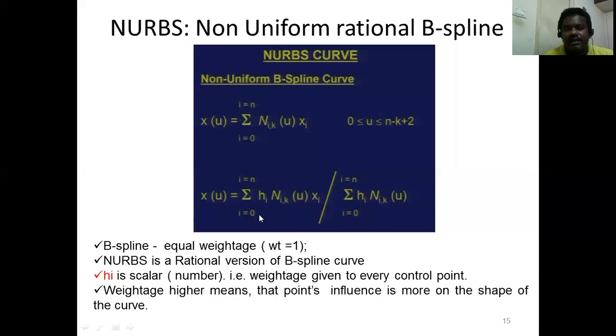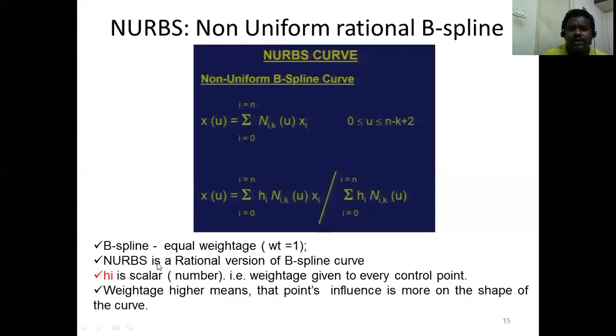It is something like your CGPA calculation. This value, normalization or some fraction value, is introduced. Hi, Nik, these two only. The Xi is left over here. It's like your CGPA calculation expression. This is the scalar introduced. By giving different values, you can have different curves. That is the idea behind it. So for a B-spline curve with equal weight, the H value will be 1.